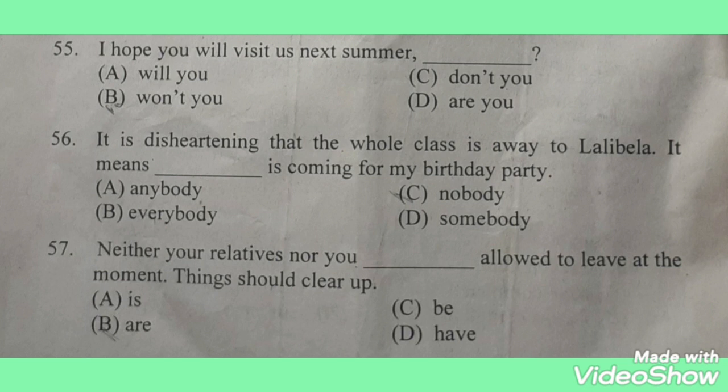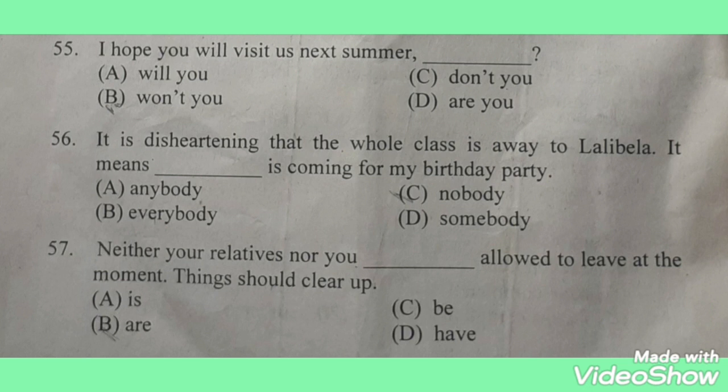And you, by nature, is plural. Even if it's just singular, you takes plural verbs. So the plural verb from here is are. Are is the answer because it is a passive voice: neither your relatives nor you are allowed to live at the moment. Are allowed. Permission is not given to you.